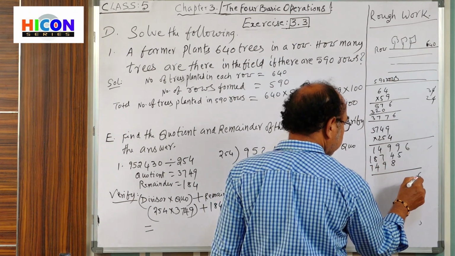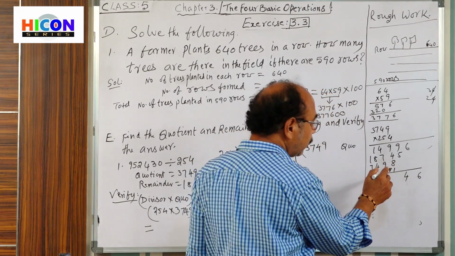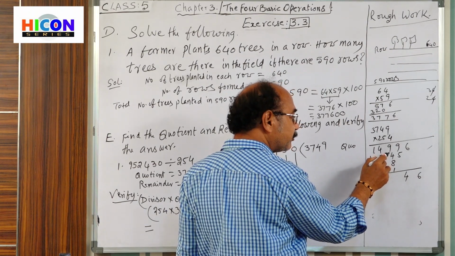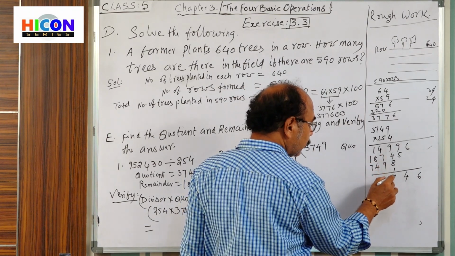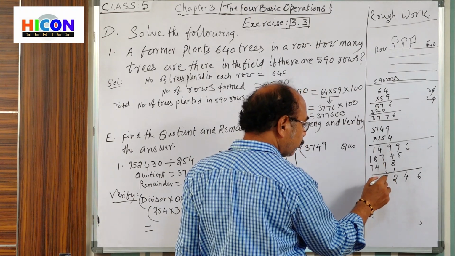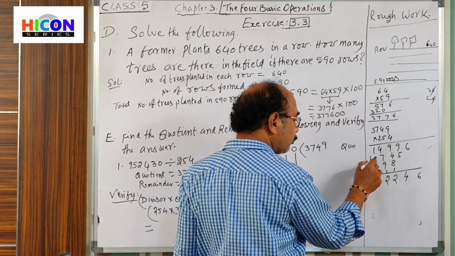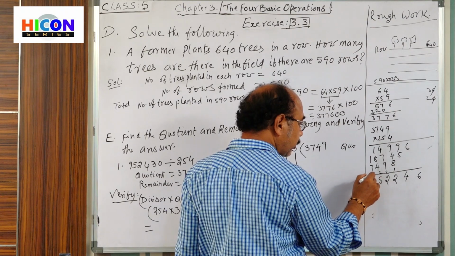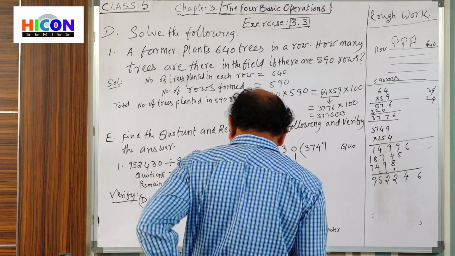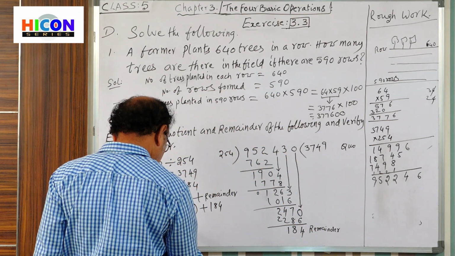Now add. 6, 9, 5, 14. 4, 1 carried. 8 plus 1, 9. 9 plus 4, 13. 13 plus 1 is 14. Then 22, 2 here. 9 plus 11 is 20, 11 plus 1, 18, 18 plus 4, 22. Here 2 written, 8, 4 plus 2, 6. 6 plus 8, 14. 14 plus 1, 15. 5, 1 is there. 7, 1, 8 plus 1, 9. How much? 952246.